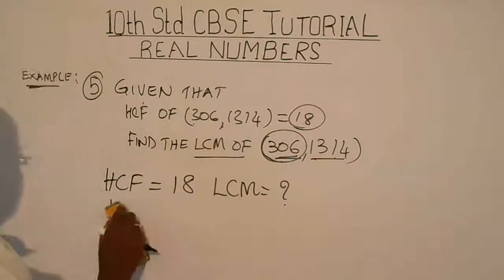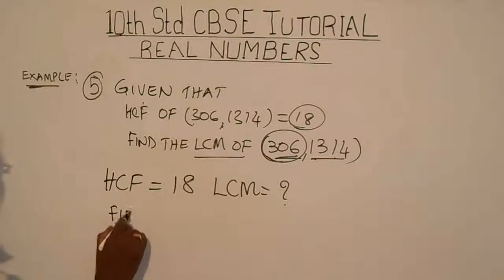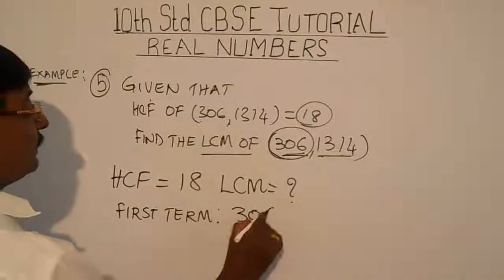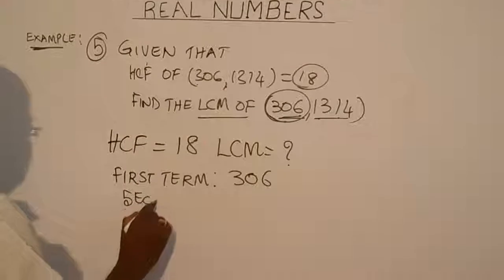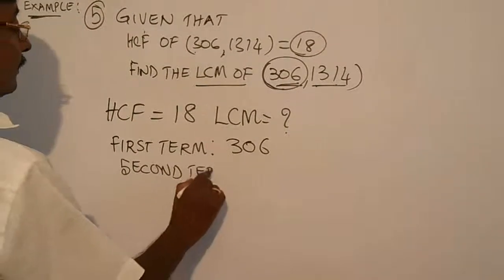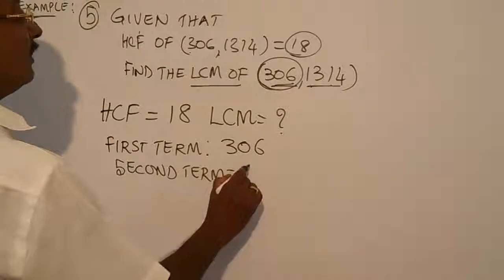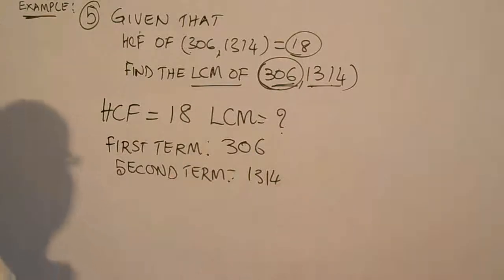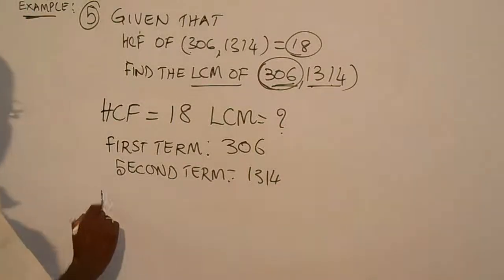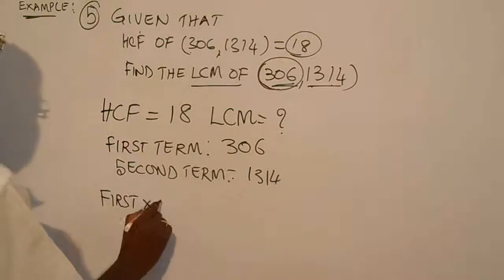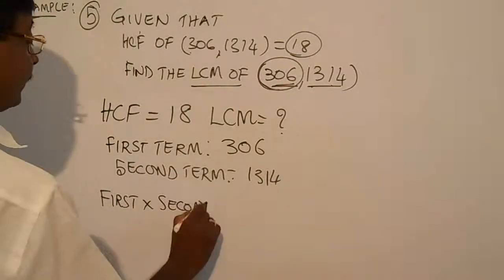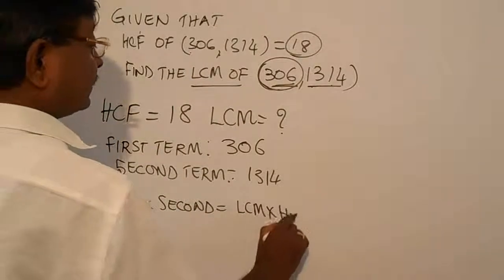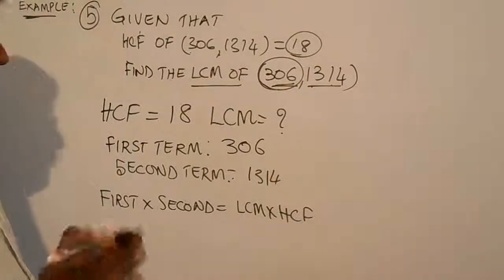Here the first number is 306, and the second number is 1314. Based on the prime factorization method for finding the HCF and LCM, the first number into the second number is equal to the product of LCM and HCF. This is the prime factorization relation for finding the LCM and HCF.